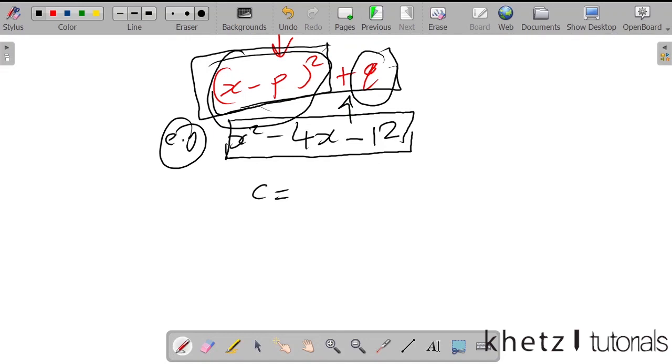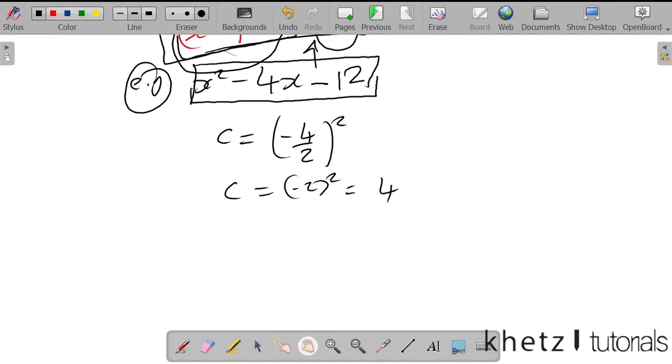So the c should actually be equal to b divided by 2 squared, as we previously talked about, which means we should expect to have 4 as our c. But look, we actually have our c as -12 over here. So what can we do to -12 so that it gives us 4? We can add 16 to it, because 16 subtract 12 is equal to 4.